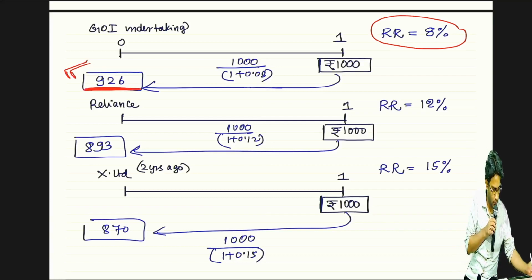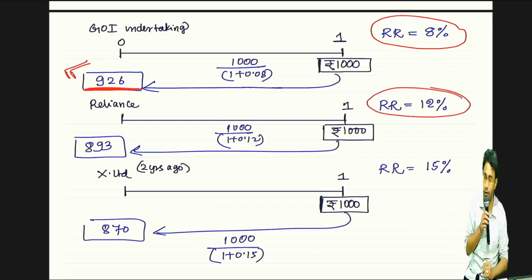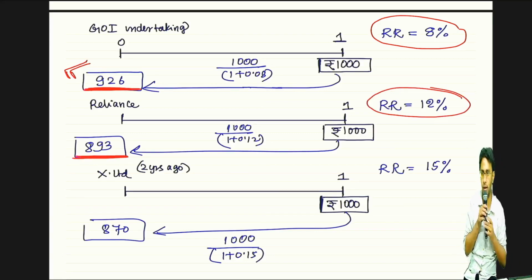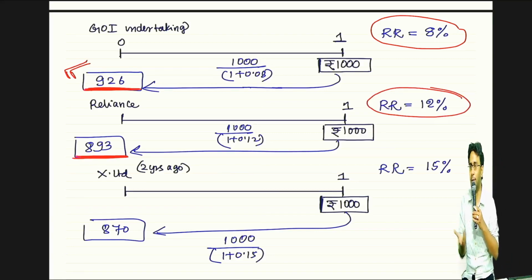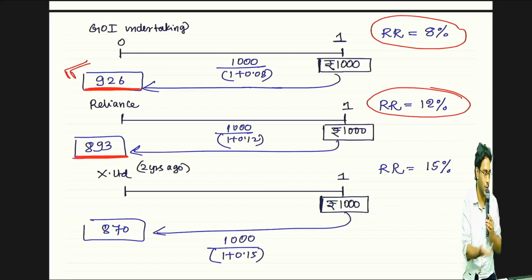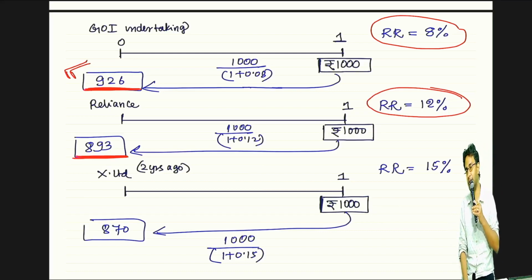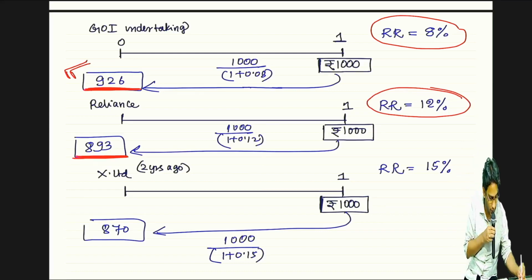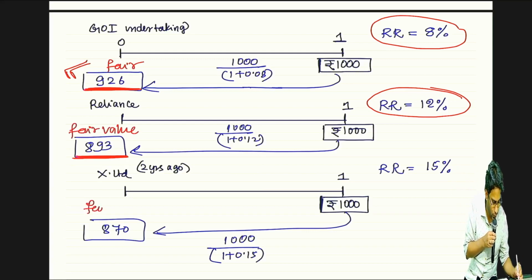Reliance bond, you are expecting or demanding a return of 12%. So you should buy this bond at 893. Sir, what if I buy at 900? You can buy at 900 also. Only thing is you will not get your desired return of 12%. If you want to earn your desired return, you go and buy the bond at the price which I am telling you. That is the fair value, sir. Fair value is that value which will give you your desired required return.